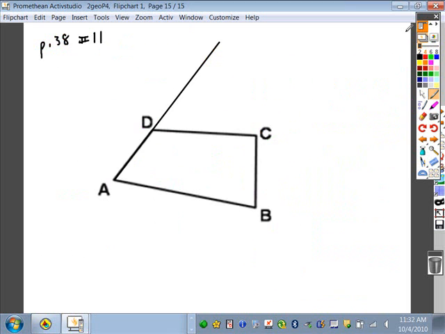Keep in mind, anytime you're working with short sides of angles especially, you can always extend the side to make it easier to use your construction tools. So don't be afraid to extend side AD.